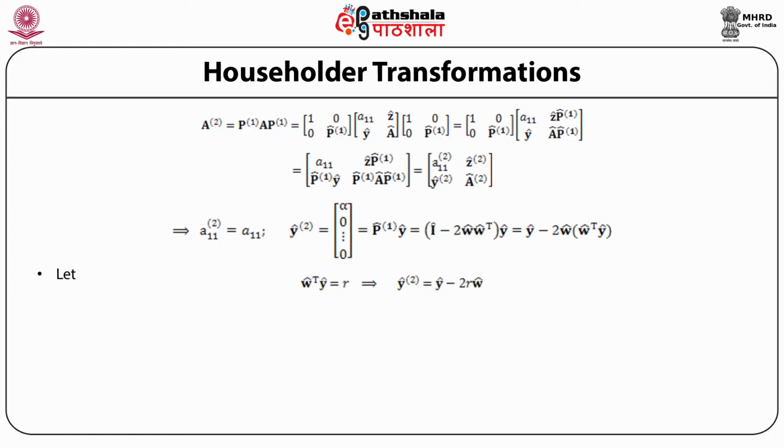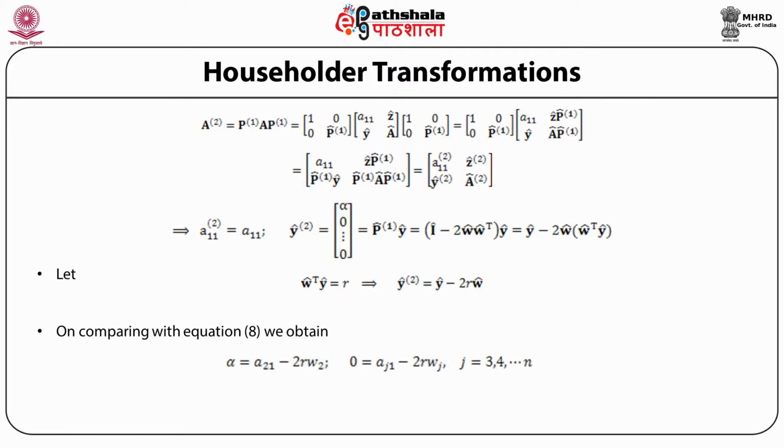Let W^T Y = r. So Y^{(2)} = Y - 2rW. On comparing the above equations, we obtain alpha = a21 - 2rW2 and 0 = aj1 - 2rWj, where j takes values from 3 to n.